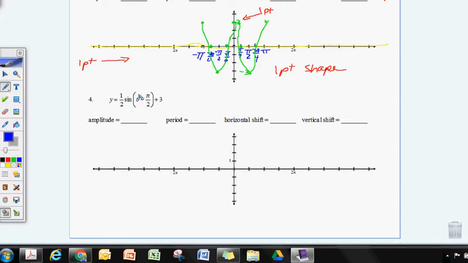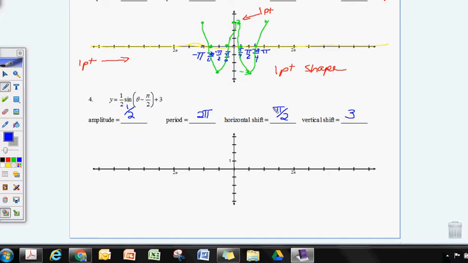Second graph, nothing needs to be factored out. My amplitude is 1/2. This is going to be a little itty bitty wave for height. My period is 2 pi divided by the b value. There's no b value, so it's 2 pi. My horizontal shift, though, is pi over 2, and notice it's positive pi over 2, and I have a vertical shift of 3. So what does that mean?